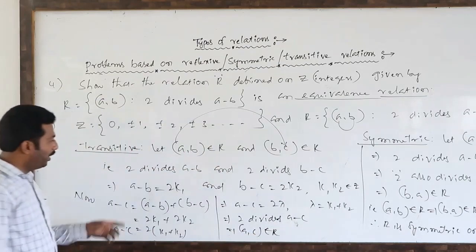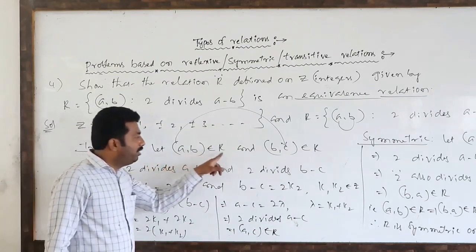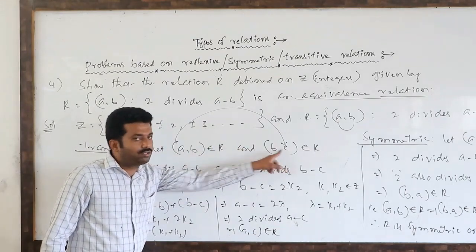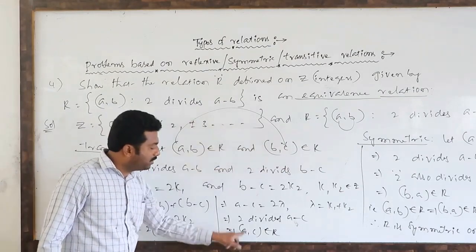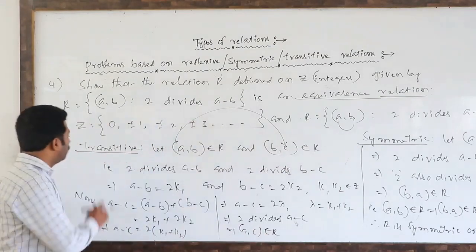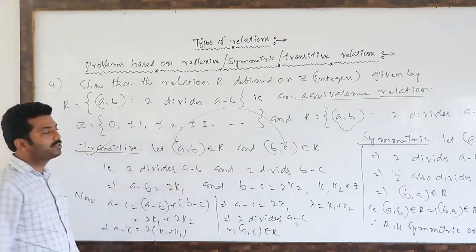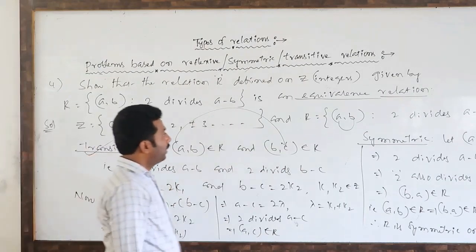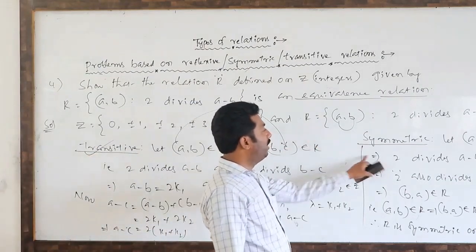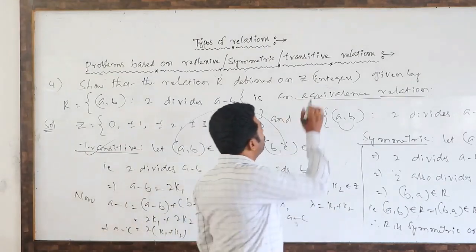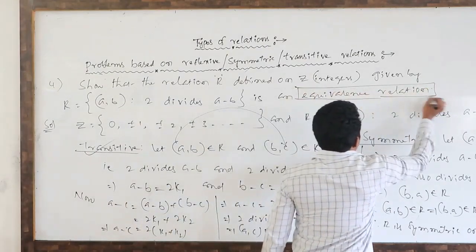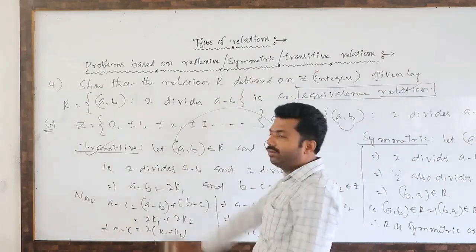So from this, (A, C) also belongs to capital R. See here, what is our assumption? (A, B) belongs to capital R, (B, C) belongs to capital R, and (A, C) also belongs to capital R. So capital R is a transitive relation. So capital R is reflexive, symmetric and transitive, hence it is an equivalence relation. Like that we have to answer.